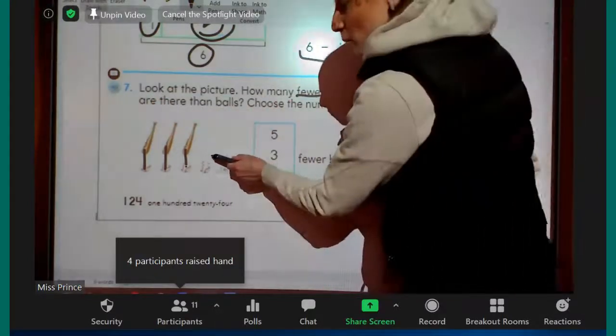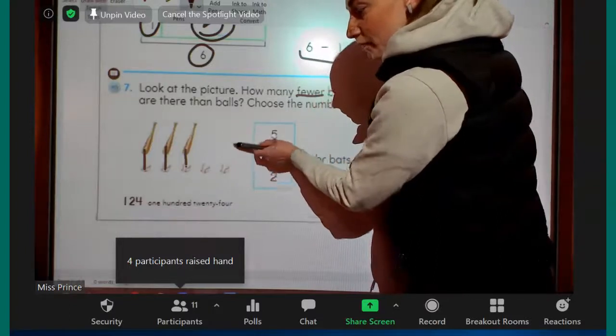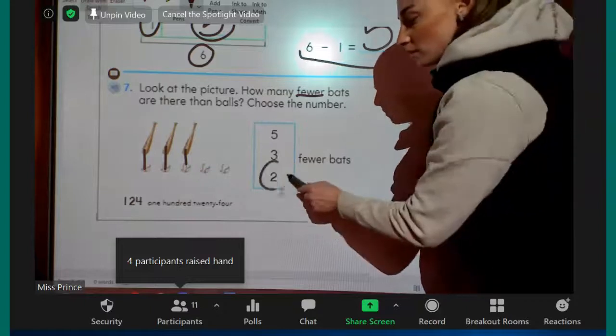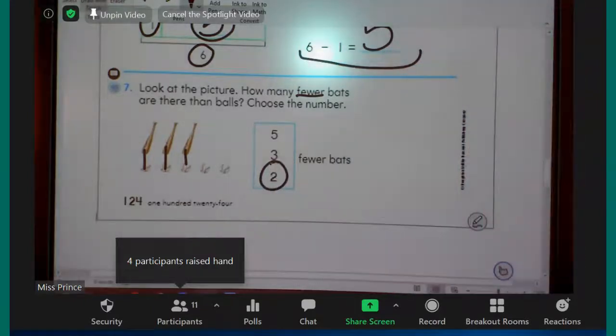2. There's no bat right here, that's 1. And there's no bat right here, that's 2. So we would circle the 2. Go ahead and circle the 2 in your book. There's 2 fewer.